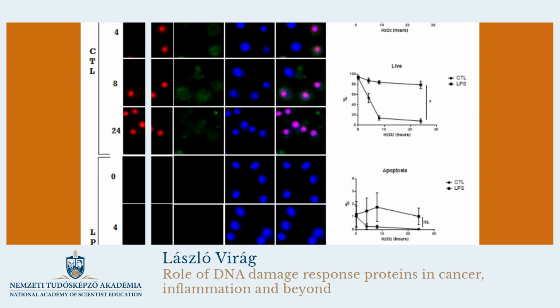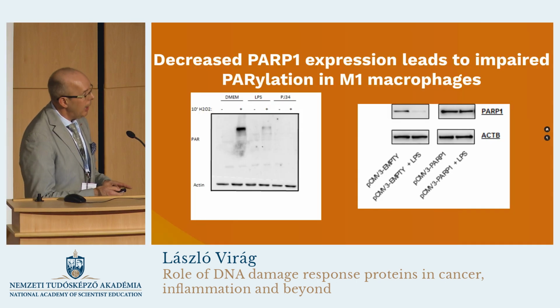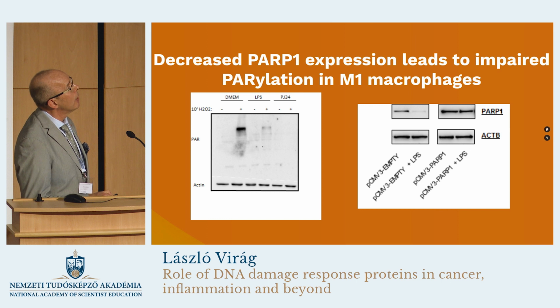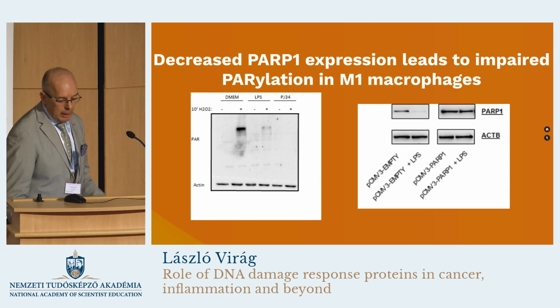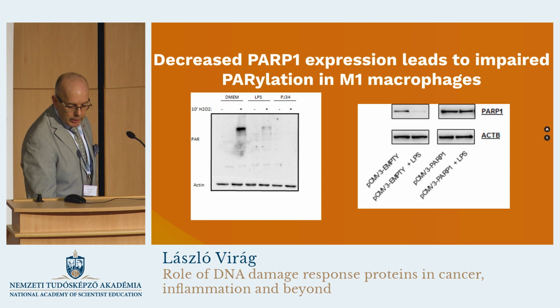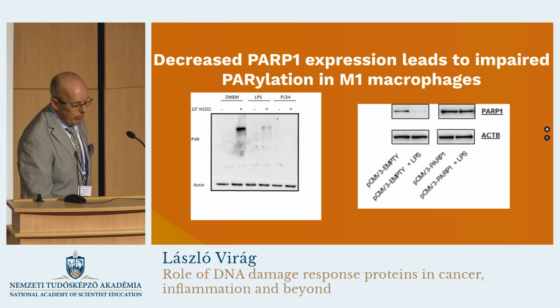So how do macrophages become resistant to this cell death? It's because they managed to downregulate PARP1, so there is no poly-ADP ribosylation, unlike in the M0 macrophage phenotype. So again, PARP1 downregulation can make macrophages resistant to cell death.